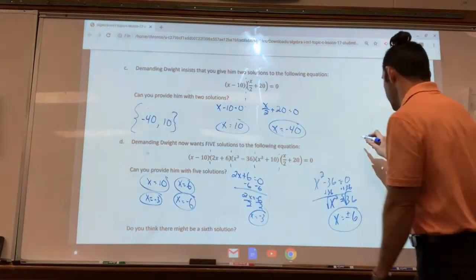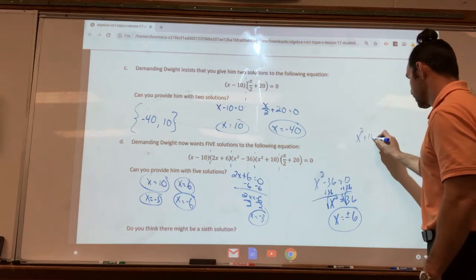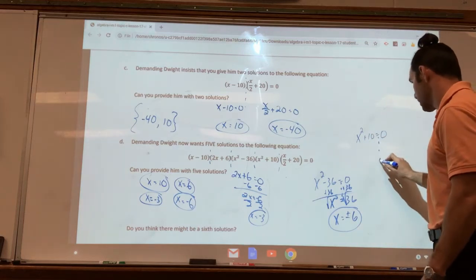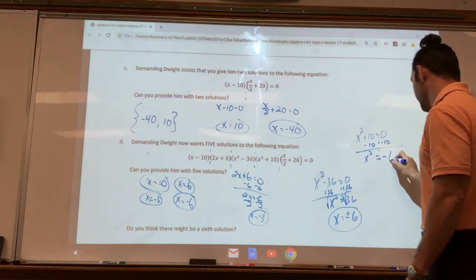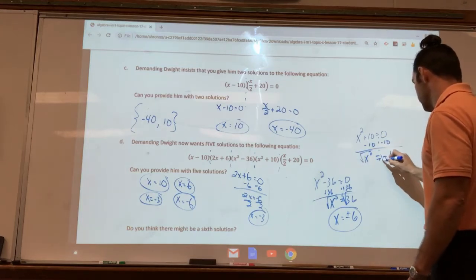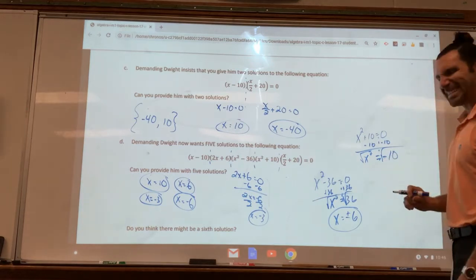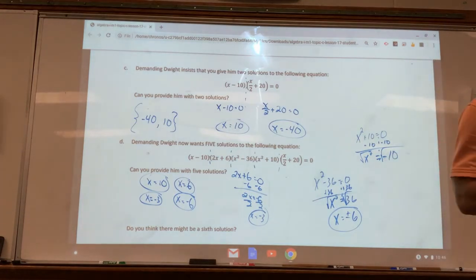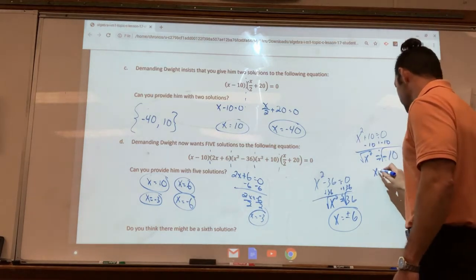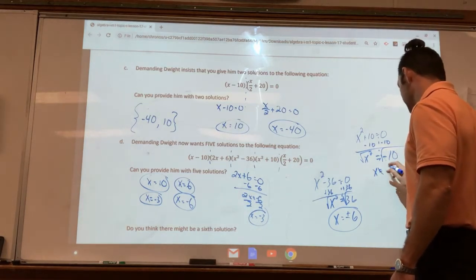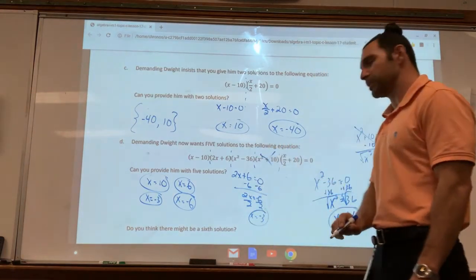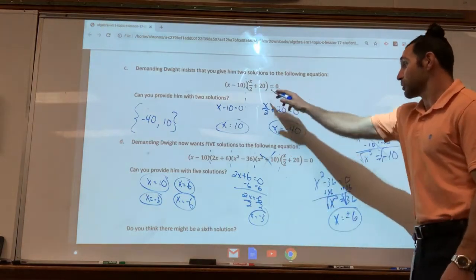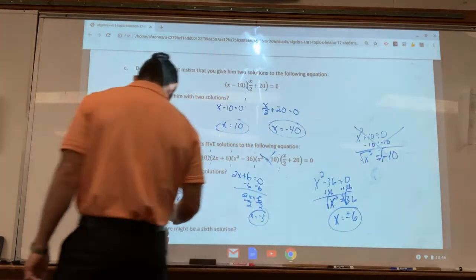x squared plus 10 equals 0. I subtract 10 from both sides. x squared equals negative 10. Take the square root of both sides. Is there anything that I can take the square root of that's going to be negative? No. So this has no solution. So this one is garbage. That only leaves me with this last one, which we've already solved, which means x equals negative 40.